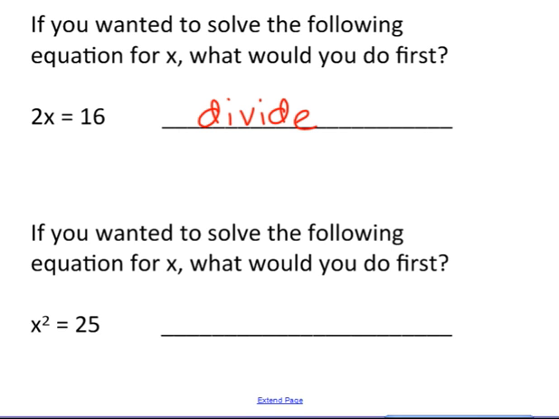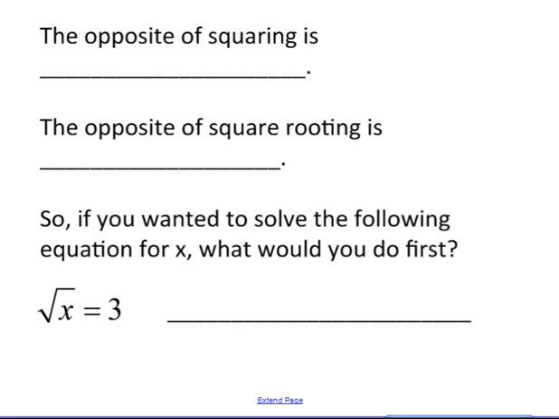Suppose I have x squared equals 25. Well, if I want to solve it, I have to get rid of the square, and the opposite of square is square root. So the opposite of squaring is square root. The opposite of square root is square.